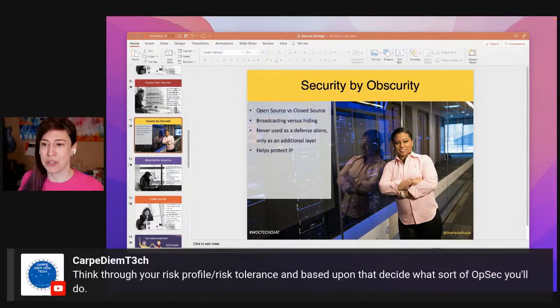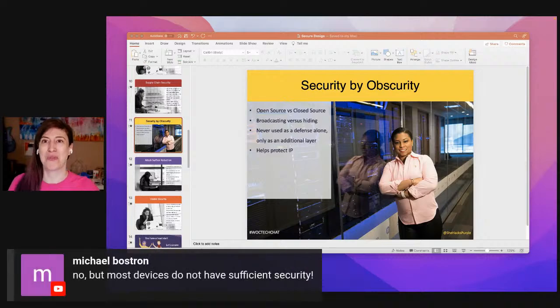Good example, William. So Carpe Diem says, think through your risk profile and your risk tolerance, and then based upon that, decide what sort of OPSEC you'll do. Yep. I literally was having a conversation earlier about how I explain risk to customers, but with my friend who does not work in tech.